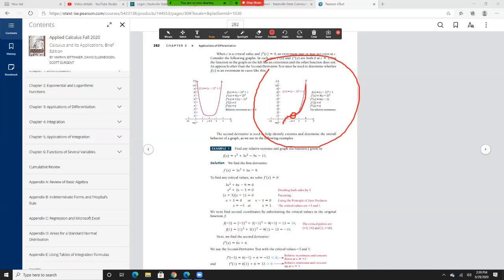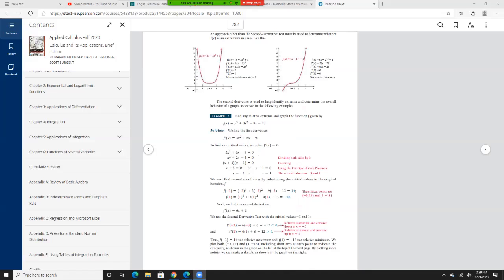So how would we do this in a manner similar to the first derivative test? Well, you would take the second derivative and set it equal to 0. And when you take the second derivative and set it equal to 0 and factor and solve, you will find in this case that when x is equal to 2, the second derivative is 0. And then you just test values to the left and to the right to determine what the concavity is.